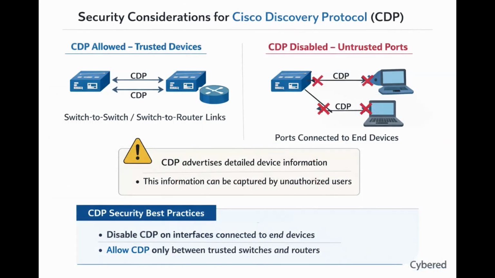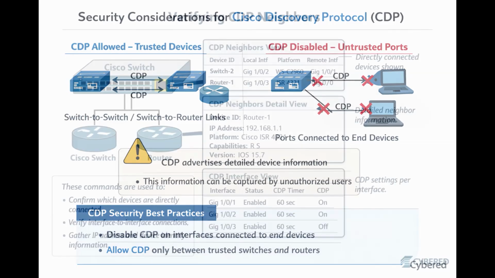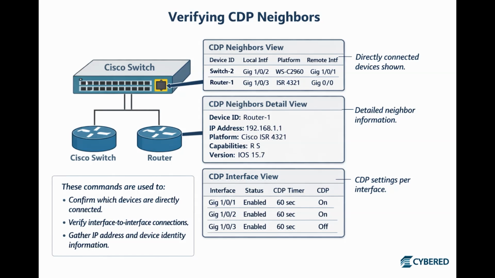Because CDP advertises detailed device information, it presents a security risk if captured by unauthorized users. Best practice is to disable CDP on interfaces connected to end devices and allow CDP only between trusted switches and routers. Verifying CDP neighbors. Show cdp neighbors displays directly connected devices, their roles, models, and interface connections.